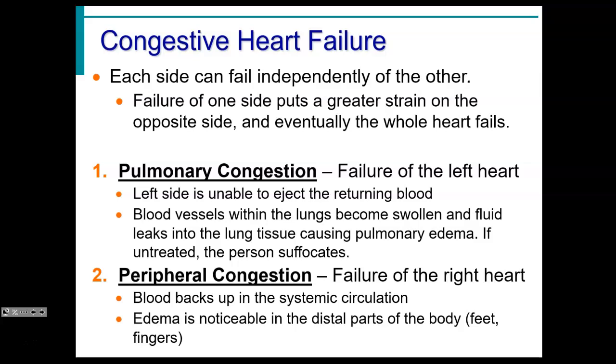The blood vessels in the lungs become swollen and fluid accumulates in there, and you get pulmonary edema, which can basically suffocate the person. They have too much fluid in their lungs, so it's not going to function efficiently. Peripheral edema is where the right side of the heart is failing, and that's the accumulation in the ankles that I was talking about earlier. So pulmonary congestion is fluid accumulation in the lungs. Peripheral is in the body, feet and ankles.